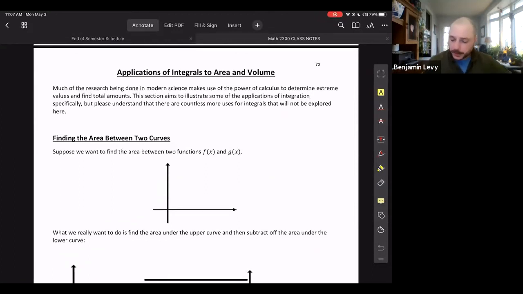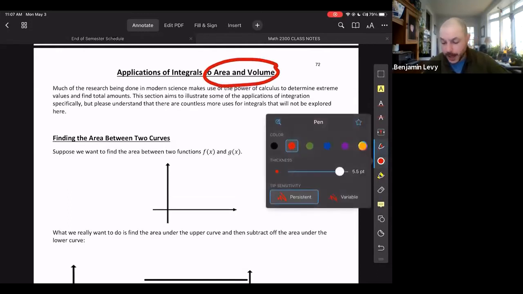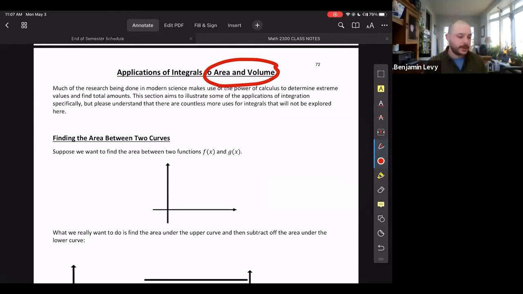And so yeah, this particular section talks about applications of integrals specifically to area and volume. We're going to focus on area and volume. There's lots of applications of integration. We're going to talk about just a couple here. And I like this particular page. I think I'm a visual learner, and so we're going to draw some pictures and get a handle on how this is going to work.